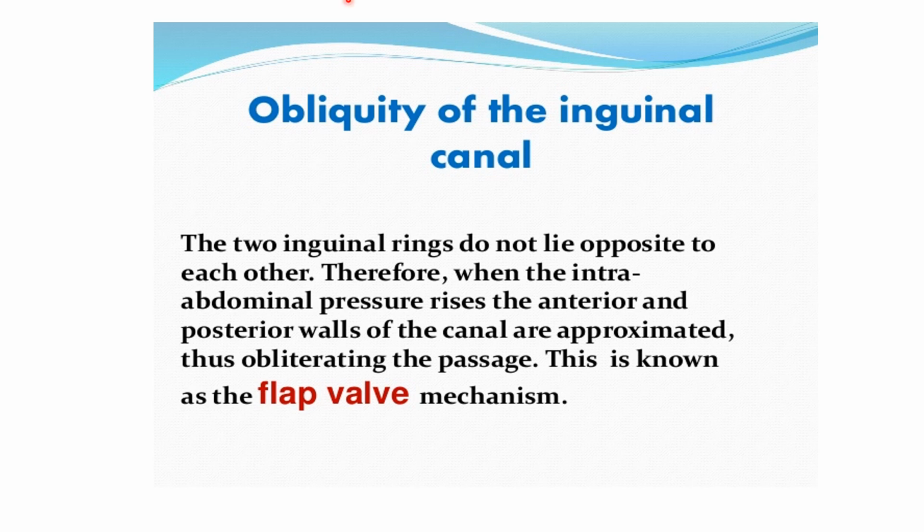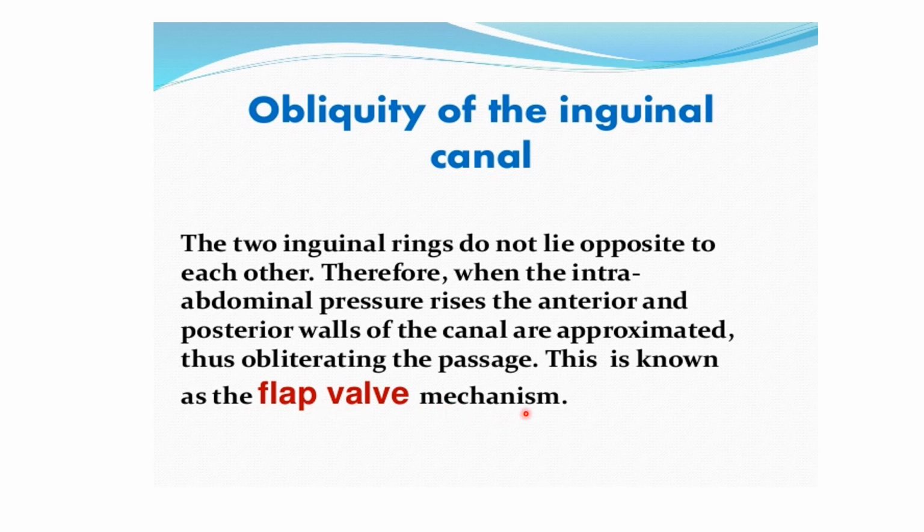So one of the factors includes obliquity of the inguinal canal. As I've mentioned earlier, the canal is not straight, it's oblique. So the two inguinal rings do not lie opposite to each other. Therefore, when the intra-abdominal pressure rises, like in case of coughing, sneezing and defecation, the anterior and posterior walls of the canal are approximated, thus obliterating the passage. This is known as the flap valve mechanism.